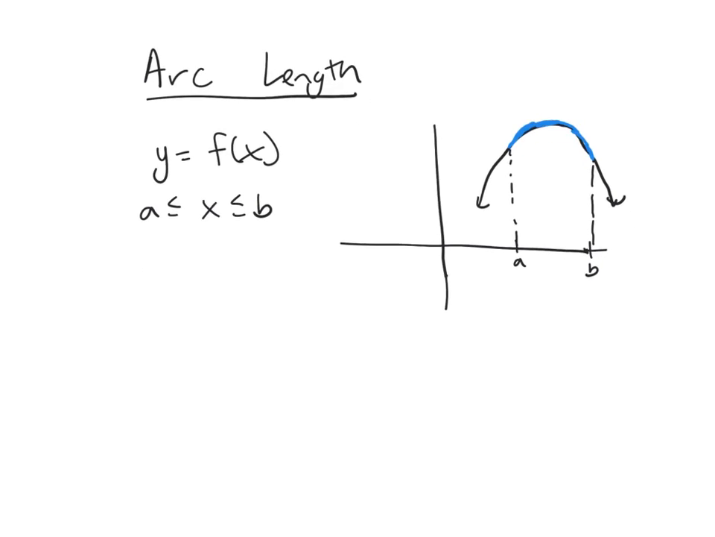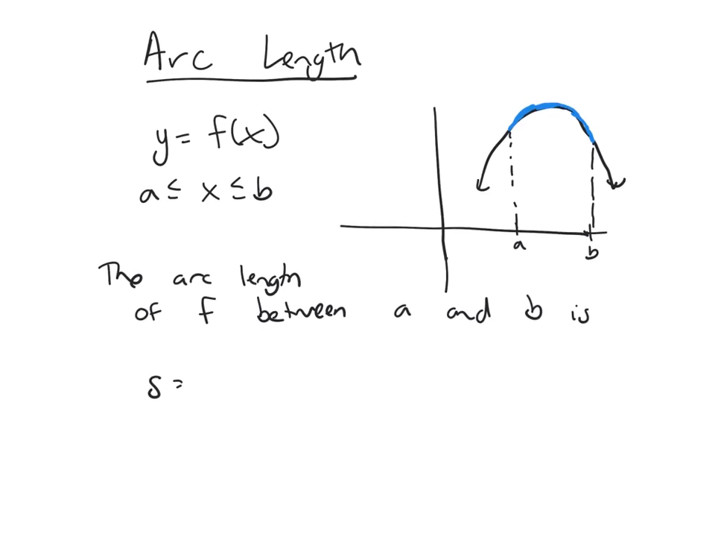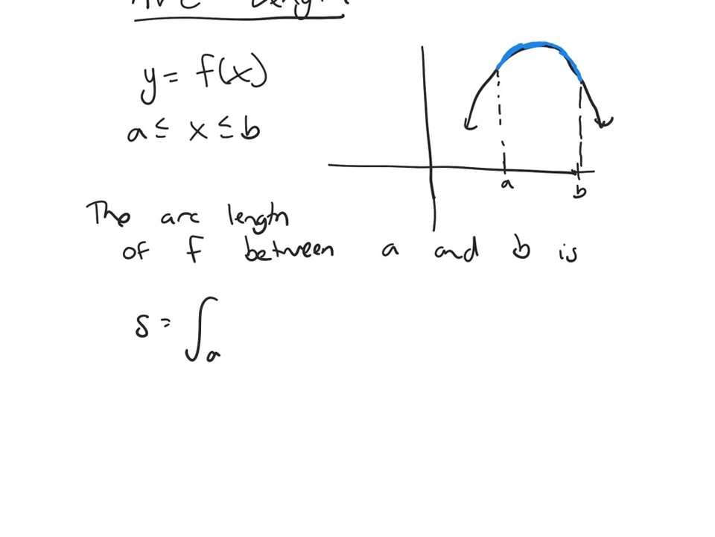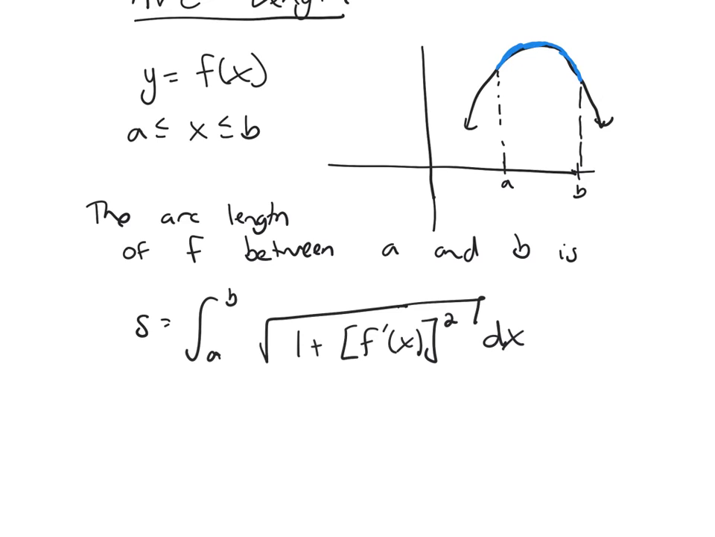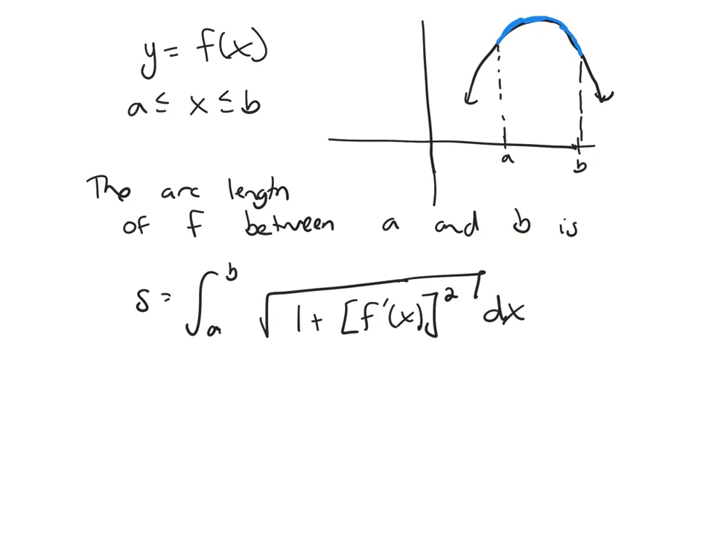So it turns out there's a really nice formula for this. So I would say the arc length of f between a and b is, I'm going to call arc length s. It's the integral from a to b, the square root of 1 plus f prime of x squared dx. Now this works for a function.